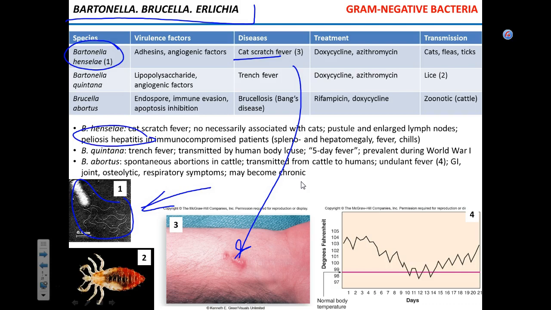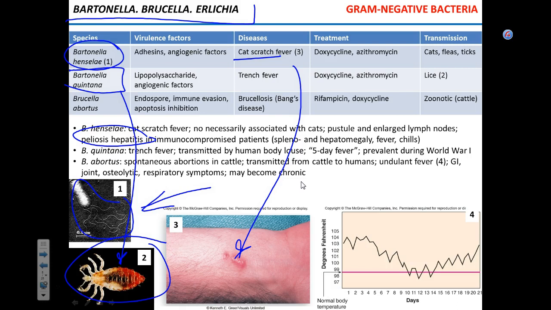Okay. Bartonella quintana is an infection transmitted by lice. That's the human louse. There are three types of lice: a head louse, a body louse, and the pubic louse. Fun fact, in French, the name for the pubic louse is papillon d'amour, which means the butterfly of love.